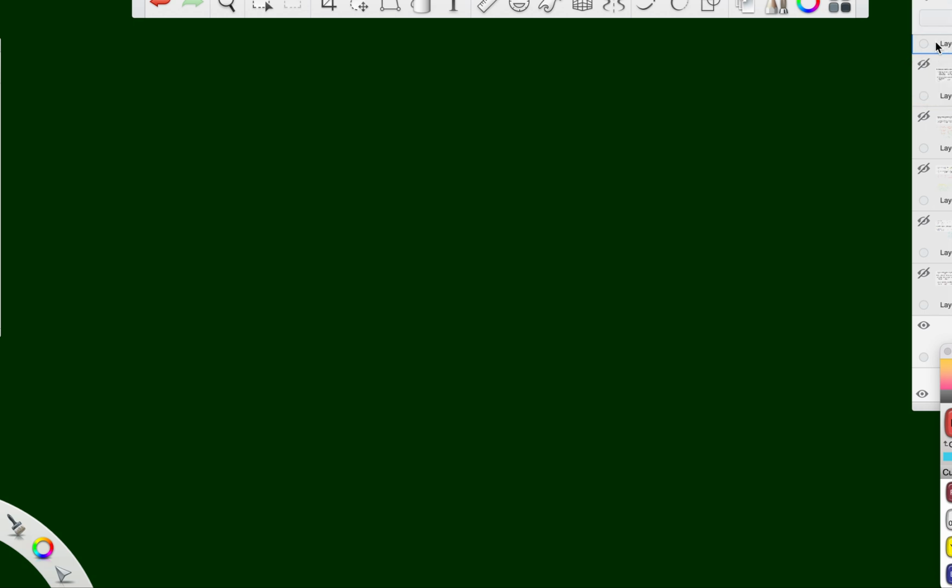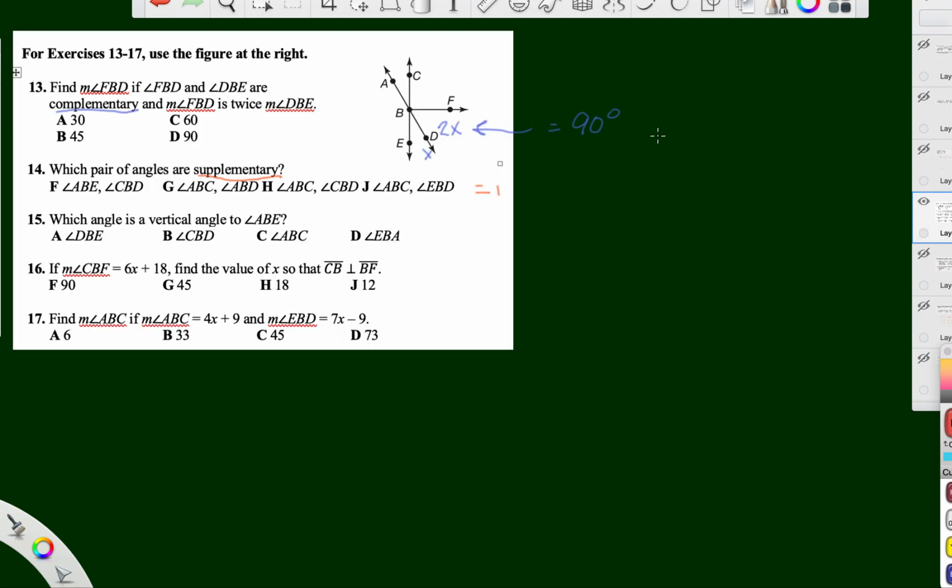Moving on. Sorry, I got to slide this up. And here we are. Okay, this is where the fun really starts, right? This is where it's like double jeopardy. The dollar values have doubled and the scores can really change. Find the measure of FBD and DBE, these two angles here, this angle here and this angle here.